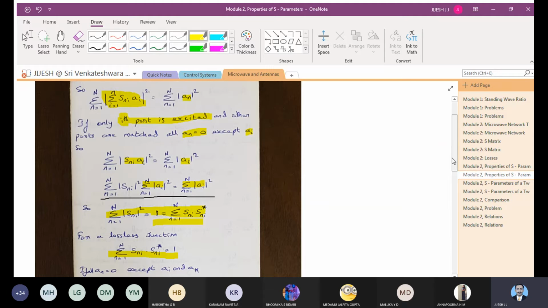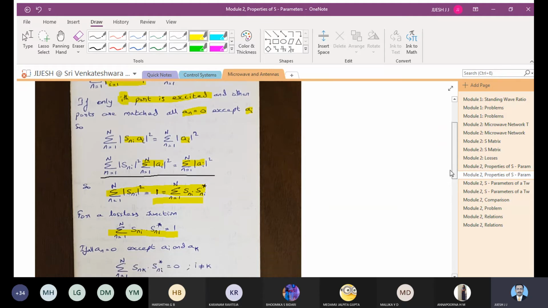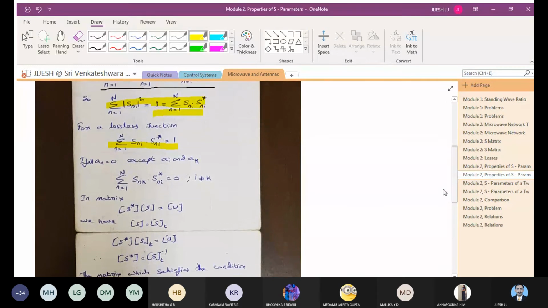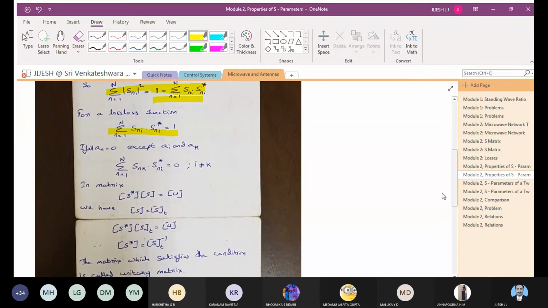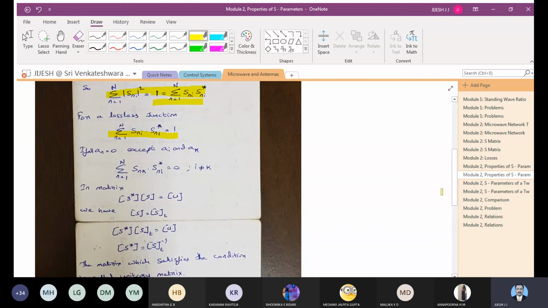Completed, sir. Yeah. So you got till here for a lossless junction: summation over n equal to 1 to N of S_ni times S_ni conjugate is 1. So we are just going further. If all a_n are equal to 0 except two that we are taking, that is a_i and a_k, and we are going for the condition that i is not equal to k, meaning two things we are taking, i and k.